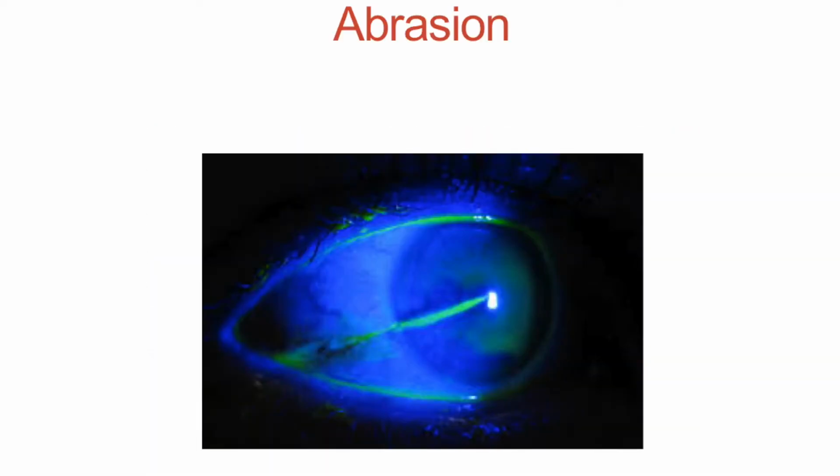This is a corneal abrasion. Again, this patient had a fluorescein exam, and the fluorescein is taken up approximately around 8 o'clock on the eye. You see a linear horizontal fluorescein uptake. This is more indicative of a corneal abrasion, as opposed to the previous slide.